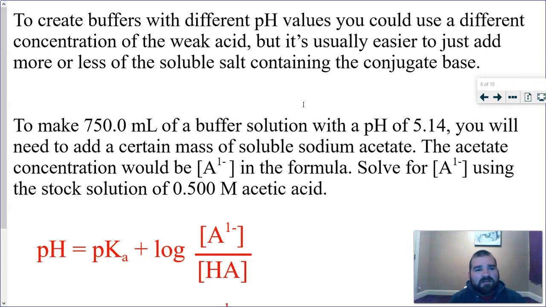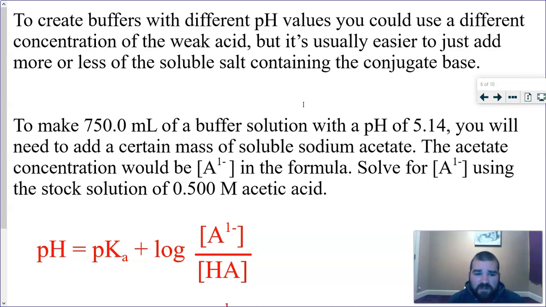You need a high concentration of both weak acid and conjugate to make a good buffer. But it works. It's technically a buffer. So anyway, to make a 750 milliliter buffer solution with a pH of 5.14, you will need to add a certain mass of soluble sodium acetate.